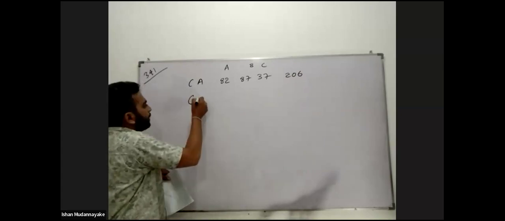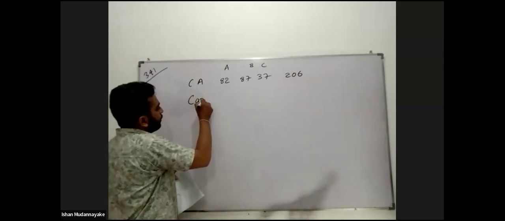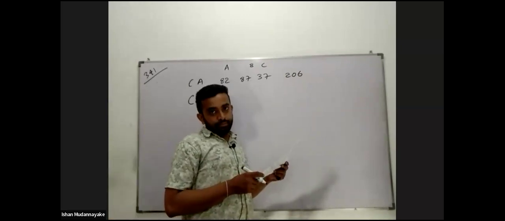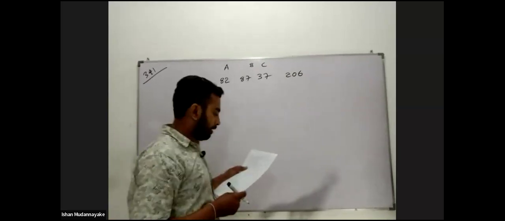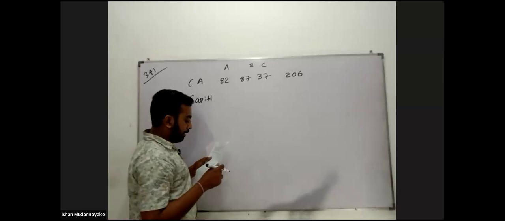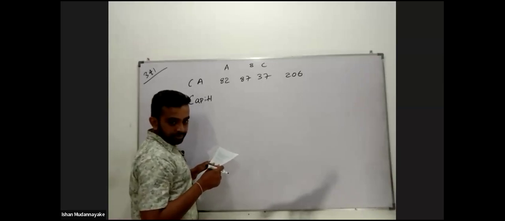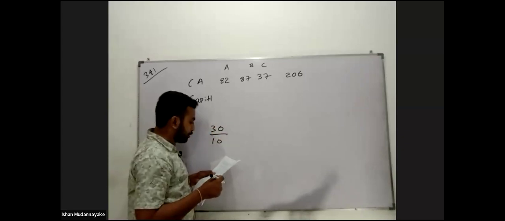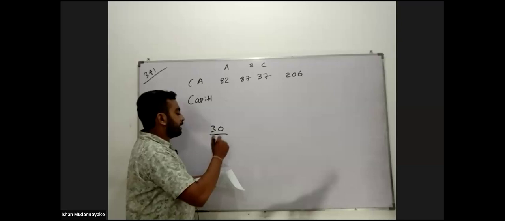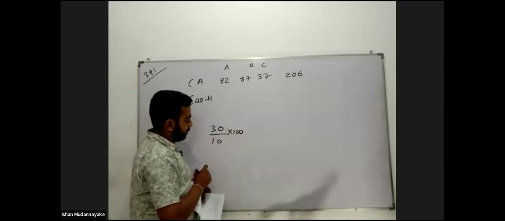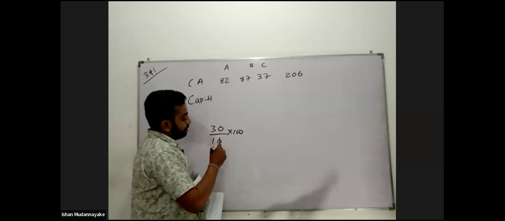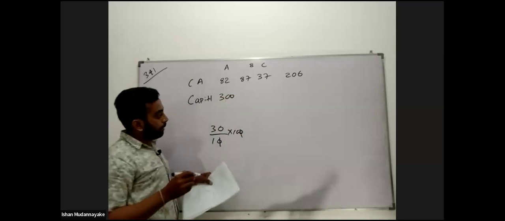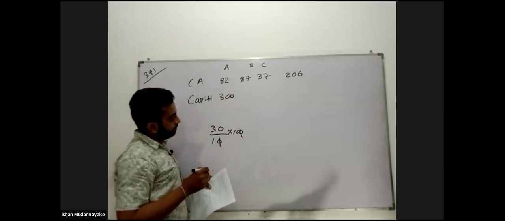Plus capital account balances. How do we get the capital account balance? Interest on capital is 10%. Interest payable to A is 30. Then 30 divided by 10 multiplied by 100. How much? 300. Capital is 300.